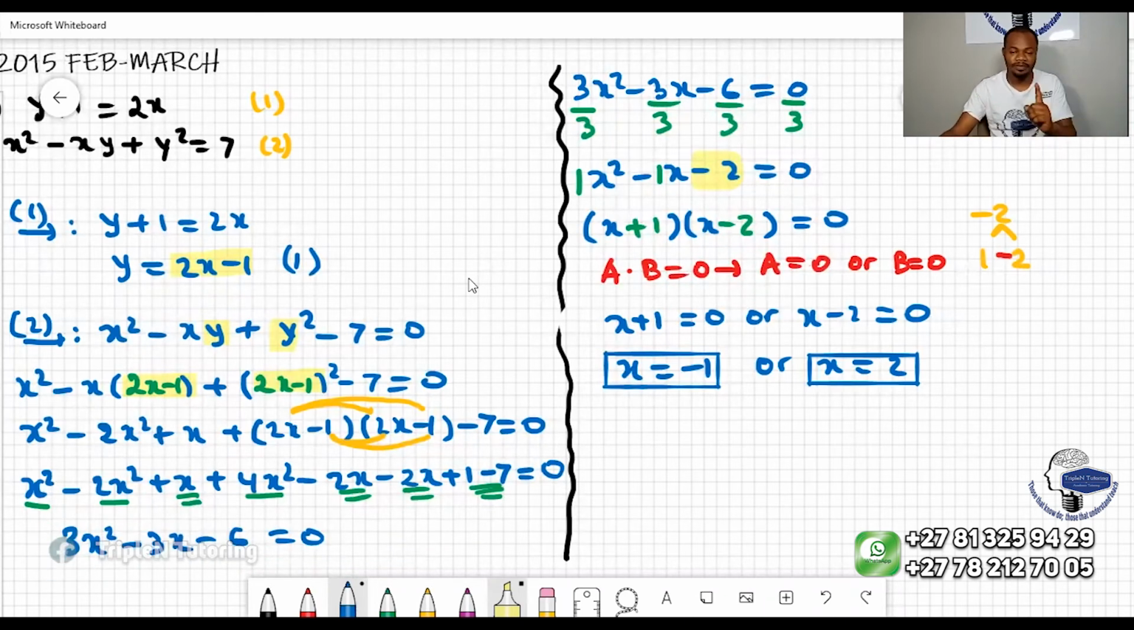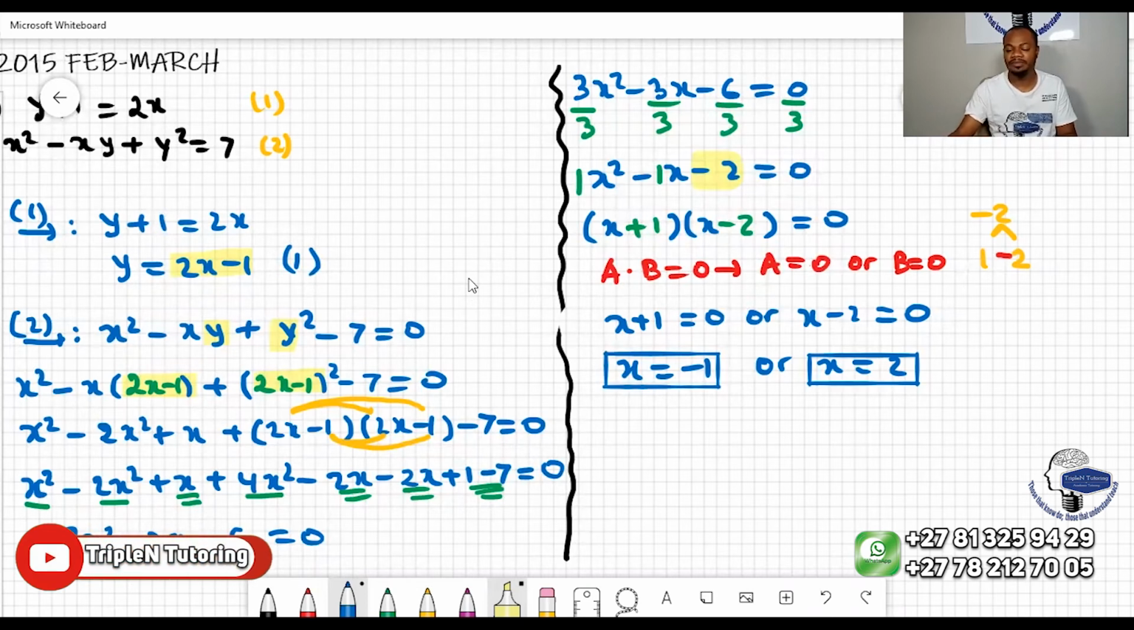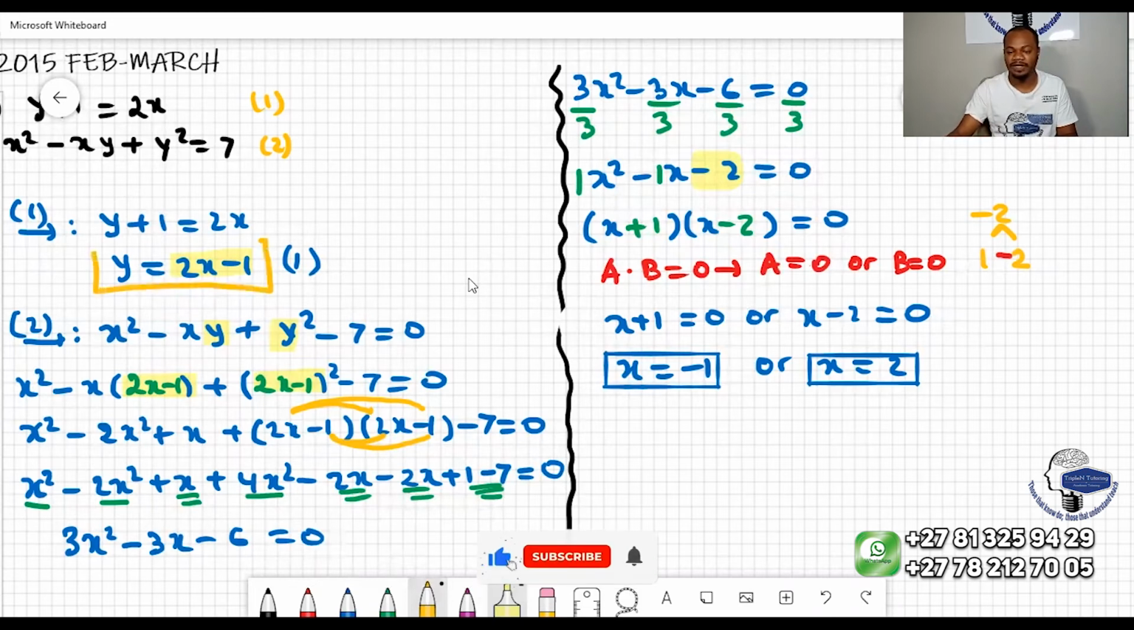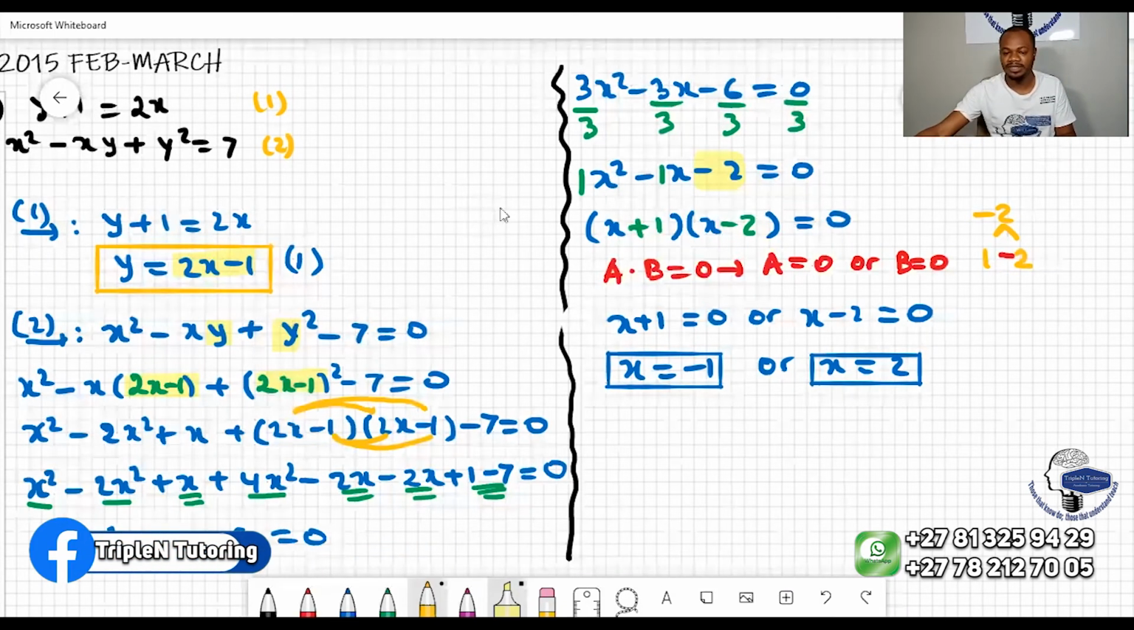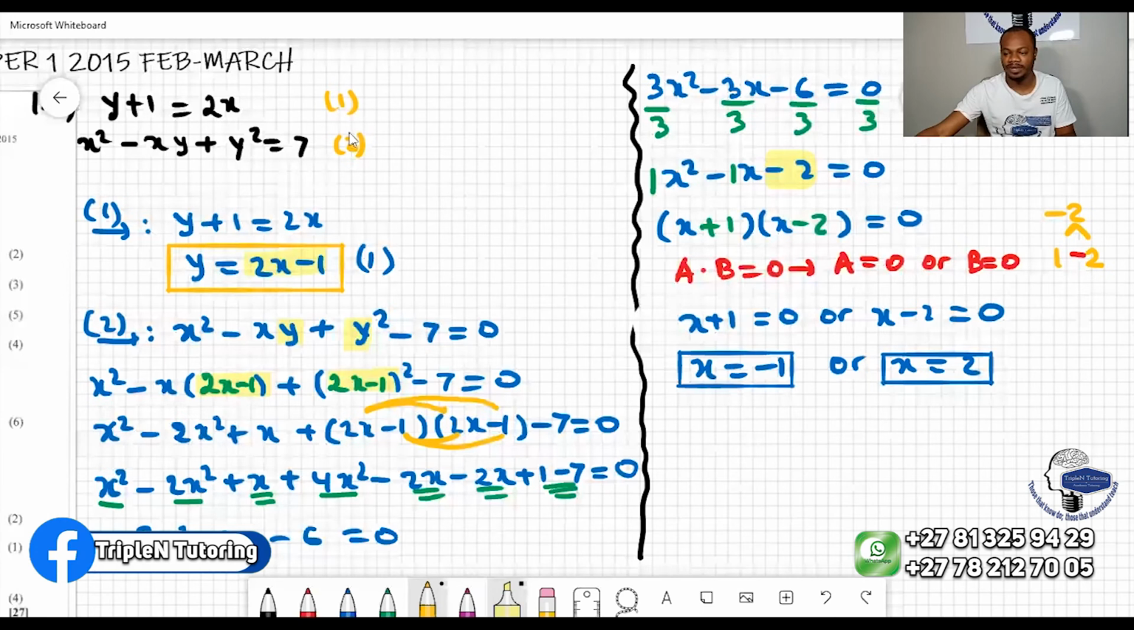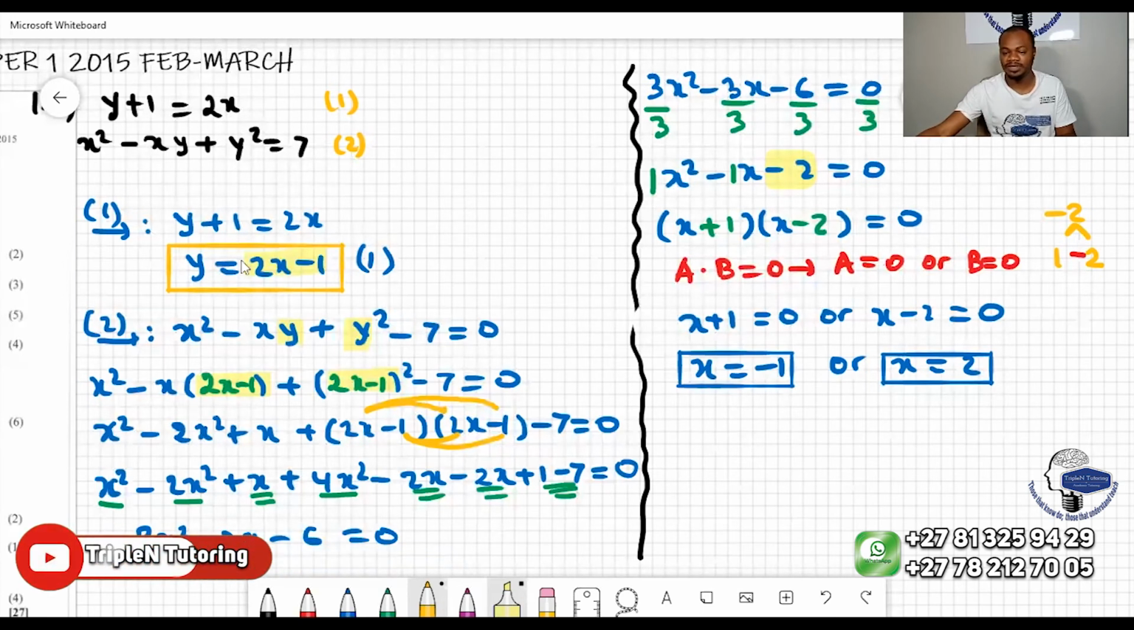Preferably, I could sub it in equation 1 or equation 2, but I prefer to sub it in equation 1, the one that we simplified here, because this is straightforward. It would be quite longer subbing it in the original equations, but here it's much easier.